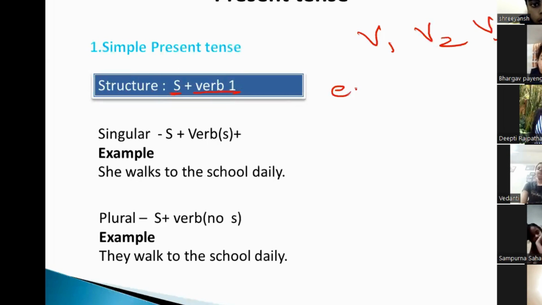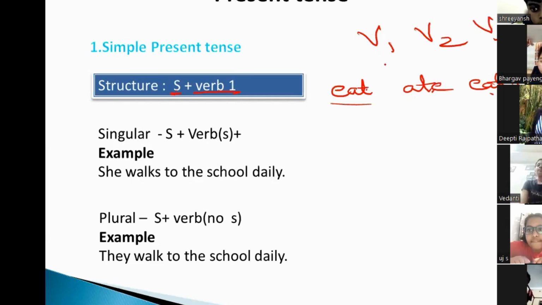Take an example, like eat, ate and eaten. These are the three different forms of the verb eat. This is called V1, V2 and V3. Got it? V1 can also be classified as the base form of the verb, the basic form, or the original form of the verb.